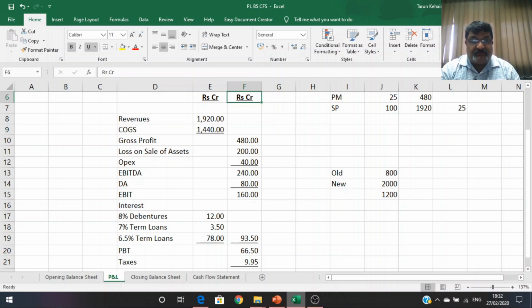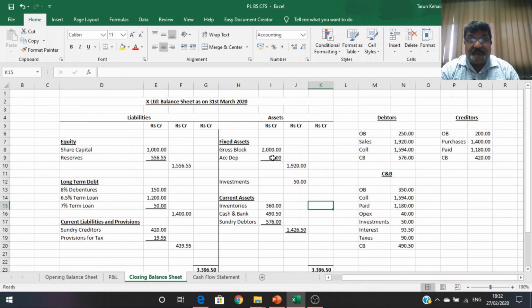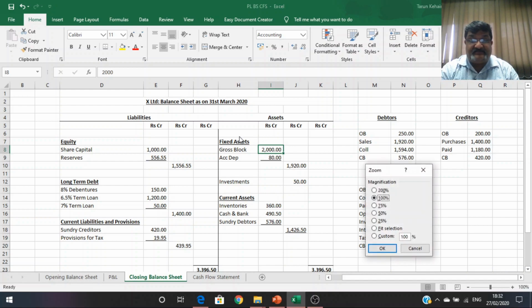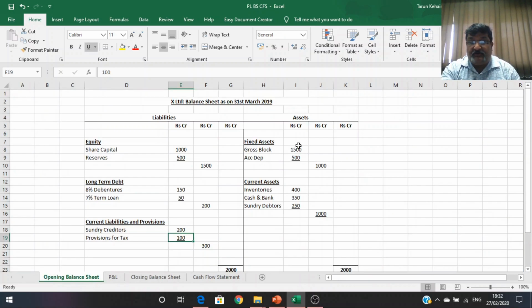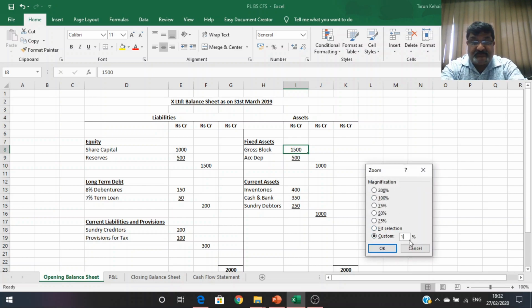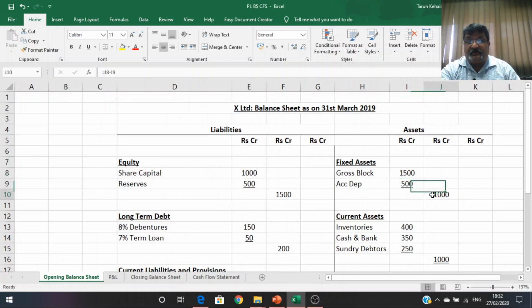Now we come to the closing balance sheet, given that we have already prepared the P&L. So let me expand this for you. So I will start first with the fixed assets. So if you remember, the old fixed assets were sold by the company. So these were sold. These were the old fixed assets. This was sold at a price of 800 crores, if you remember.